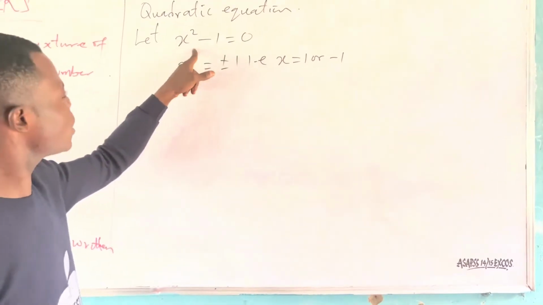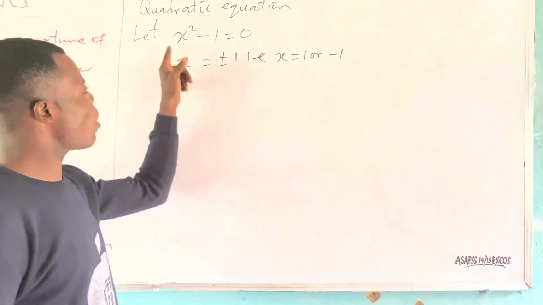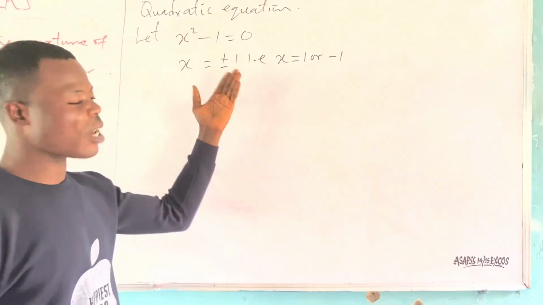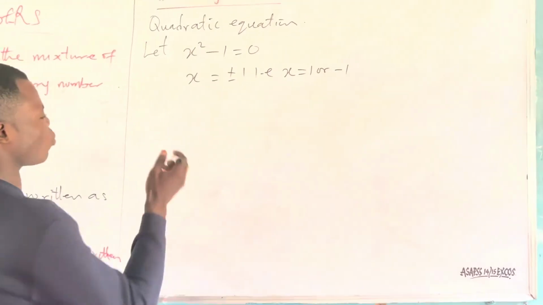That will be the solution for this quadratic equation. And you know how I got this? I moved this to this side, so x squared is equal to 1. And when you take the square root of both sides, you are going to have plus or minus because it's a quadratic equation.